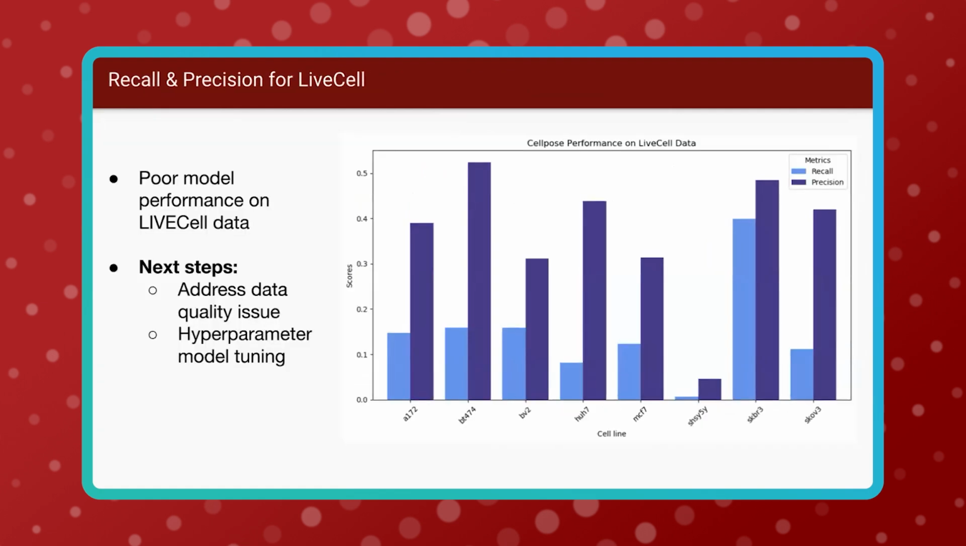Here we also have a figure for our recall and precision on the LiveCell dataset. So overall here, we can see that the performance is quite poor again. And this is generally most likely because of image quality, and also perhaps because of the hyperparameter model tuning that we will do in the future. So we can see that the scores overall are quite poor, but especially for one of the cell lines here. So again, this would be something that we would address in the future, potentially by looking through those images and tuning the model to perform better overall for all of our dataset.